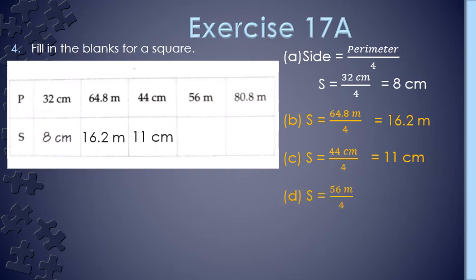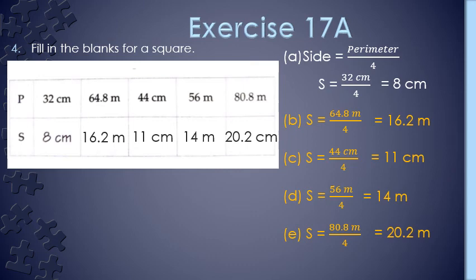In the fourth part, the perimeter of the square is 56 meter, and so the side of the square is equal to 56 meter divided by 4, which is equal to 14 meter. In the fifth one, the perimeter of the square is 80.8 meter. So the side of the square is 80.8 meter divided by 4, which is equal to 20.2 meter.